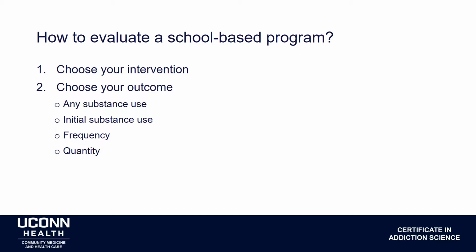So really, it's quite straightforward. One, we choose our intervention. Then, which is the simple part, since we know what the intervention is, we choose our outcome. Now, our outcome can be a little bit tricky. Are we looking at any substance use, starting substance use, so initiation of substance use, how often people might be using some substance, or how much someone might be using some substance? So the outcome does have some decision making required.